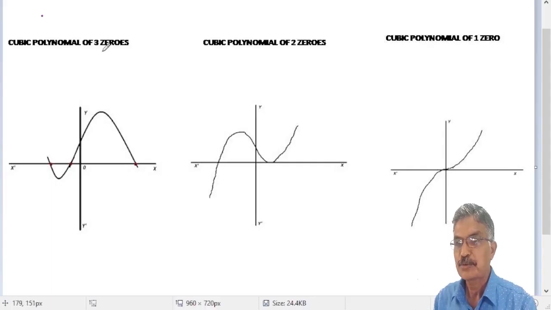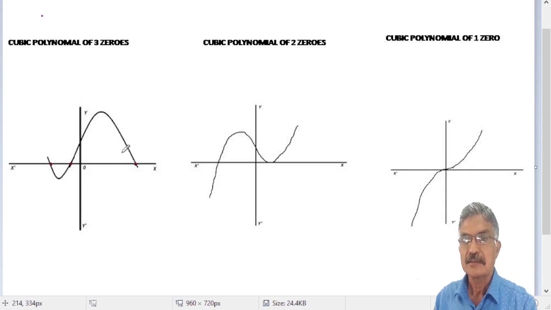These are the three situations where a cubic polynomial touches the x-axis. Take the first case. Here the graph of a cubic polynomial cuts the x-axis at 3 points: 1, 2, 3. So this cubic polynomial has 3 zeros. Sometimes the graph may come in this way. It will touch the x-axis at 2 points, here and here. Then we say that this cubic polynomial has 2 zeros.